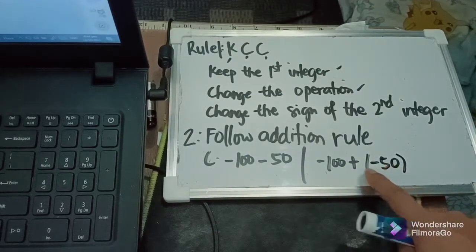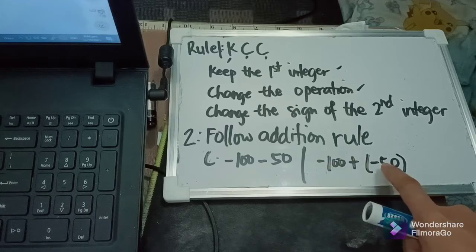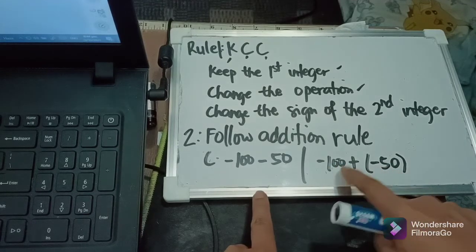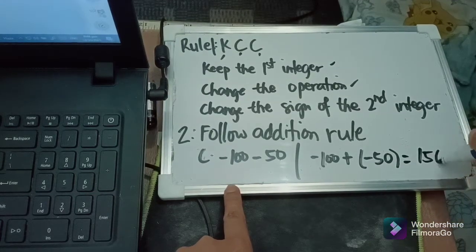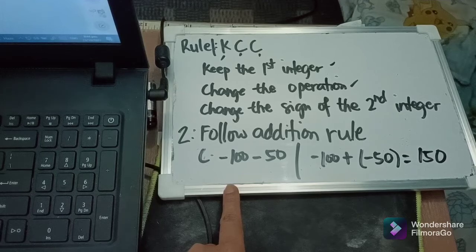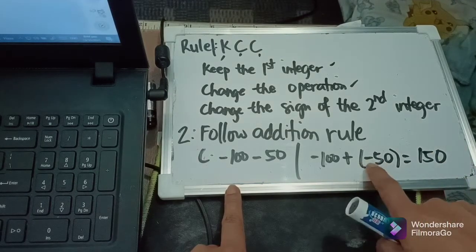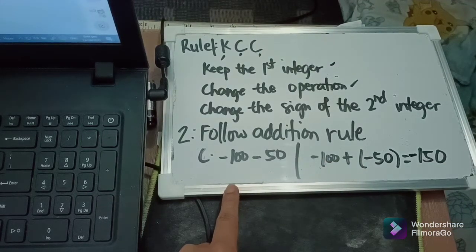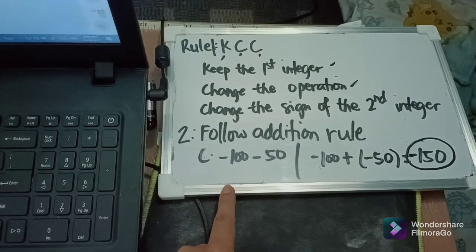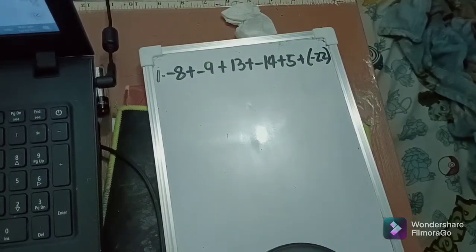Okay? So, anong gagawin natin? They have the same sign. Okay, so we are going to add. So, 100 plus 50, that's gonna be 150. So, anong rule? Pag same sign, copy the sign. Add and copy the sign. So, our answer is negative 150. Okay? Ganon.